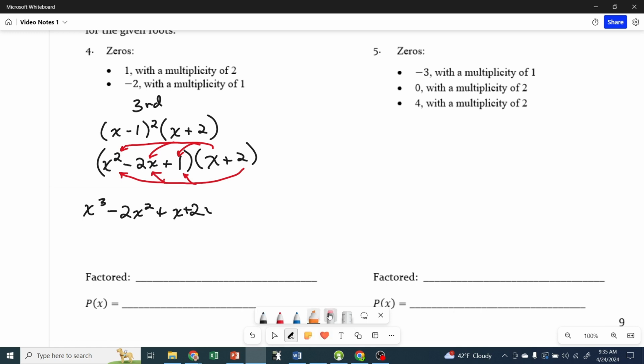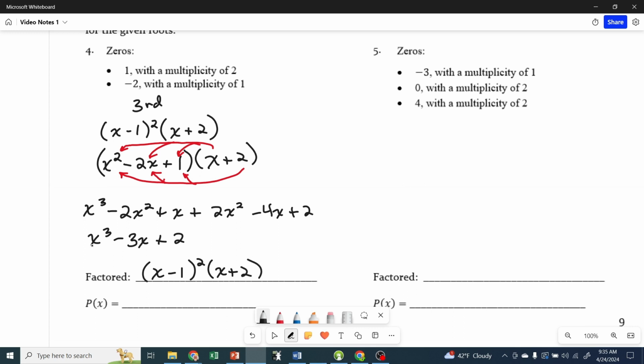Let's fix that. Plus 2x squared minus 4x plus 2. Alright, so we end up with x cubed, minus 2x squared plus 2x squared is 0, x minus 4x is minus 3x, and plus 2. So factored, we would say this is x minus 1 squared, x plus 2, and multiplied together we'd have x cubed minus 3x plus 2.